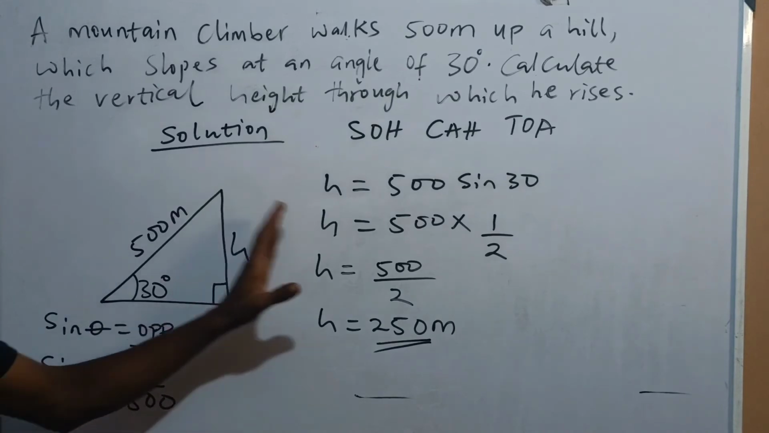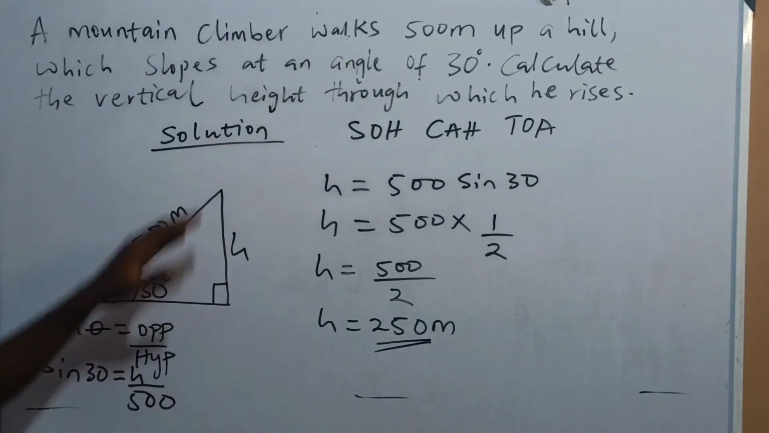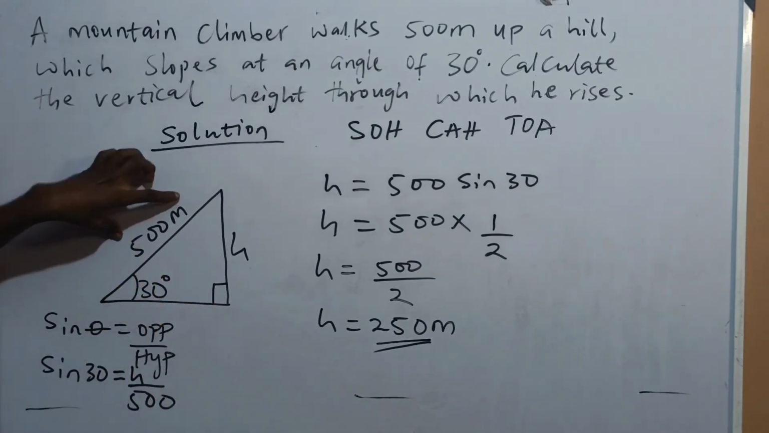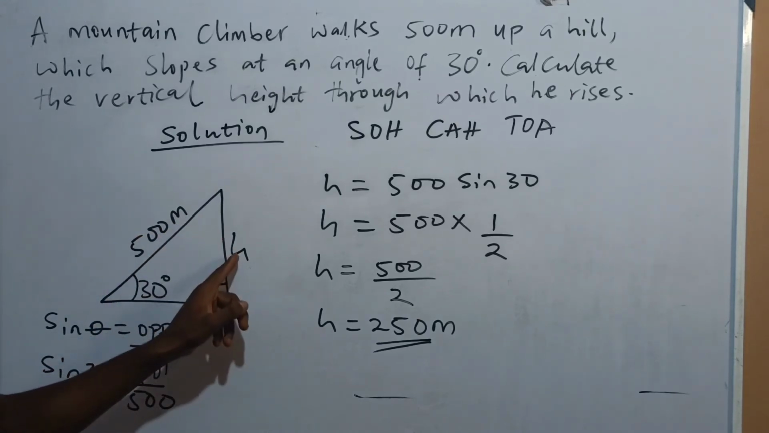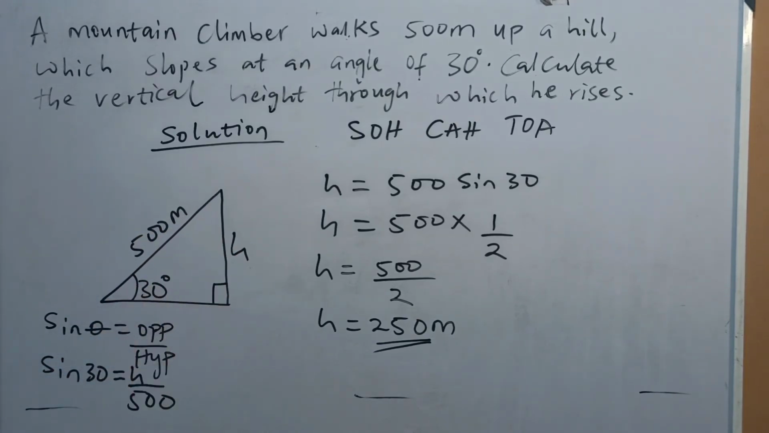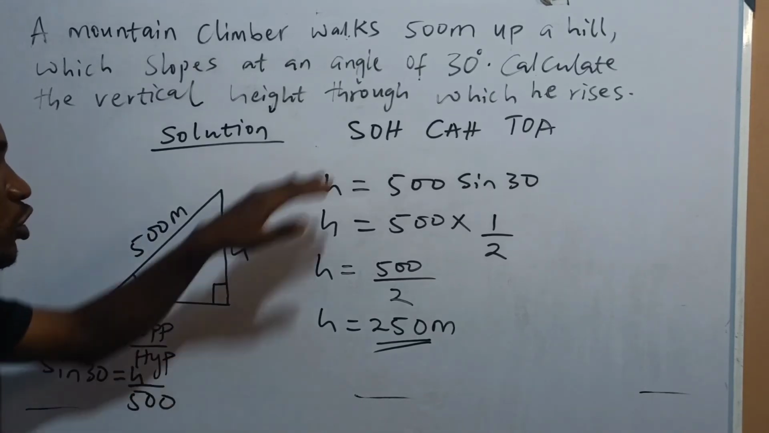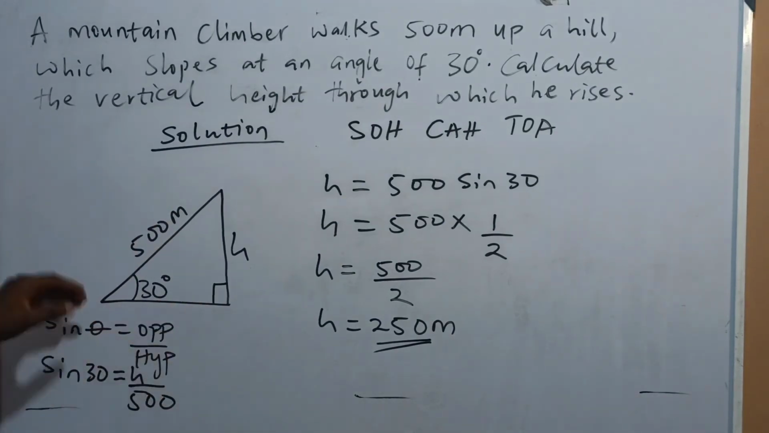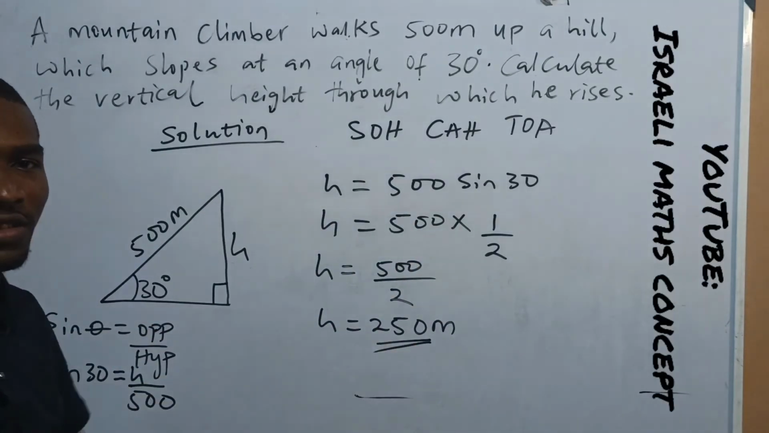Remember, whenever you are given a question of this kind, the first thing you have to do is to put it into a diagram, after which you input the various parameters, which are 500 meters, the height, and the angle 30 degrees. And after including the parameters, you check for the trigonometric ratio that will suit solving this given problem. After which you substitute the corresponding values, then you get your answer.